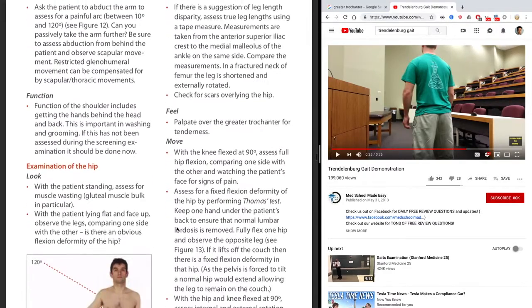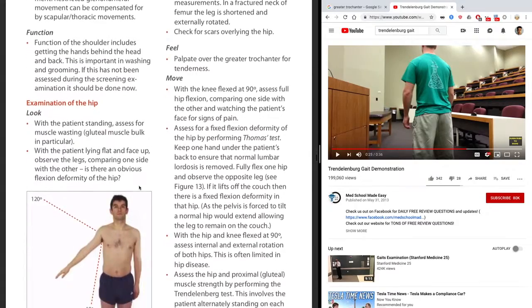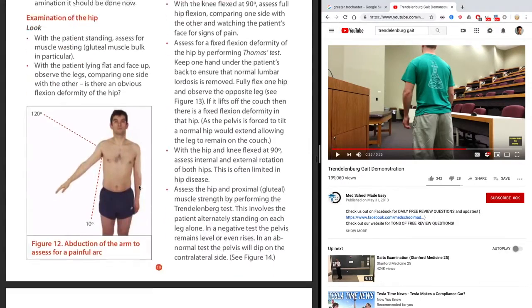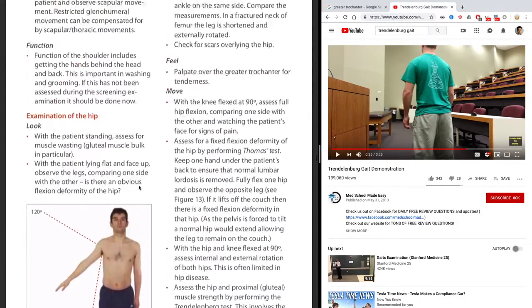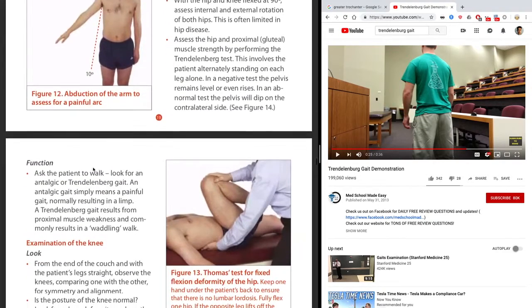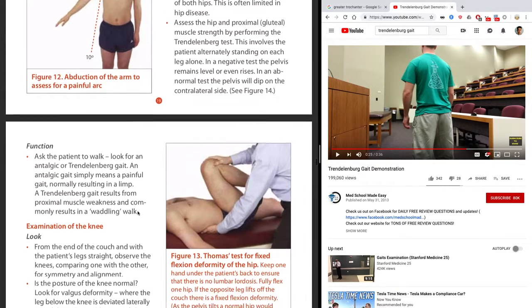Okay. Let's get back on track. Examination of the hip: look, feel, move, functional test. So for the functional test, you only ask them to walk. You're going to observe if there's any antalgic gait or any Trendelenburg gait or any other gait.